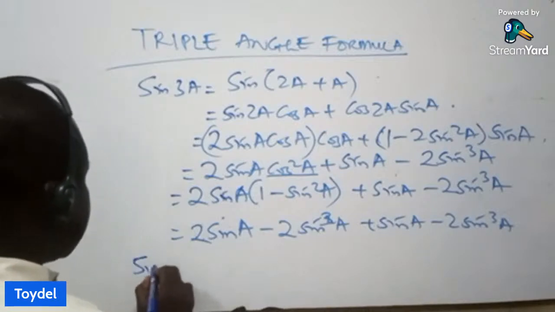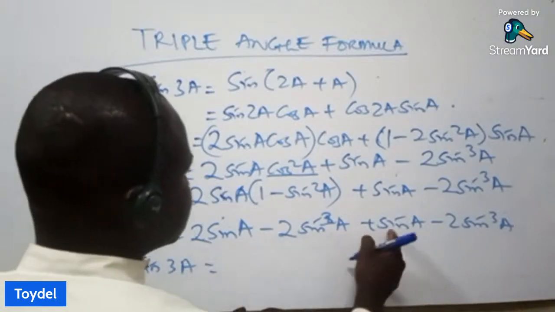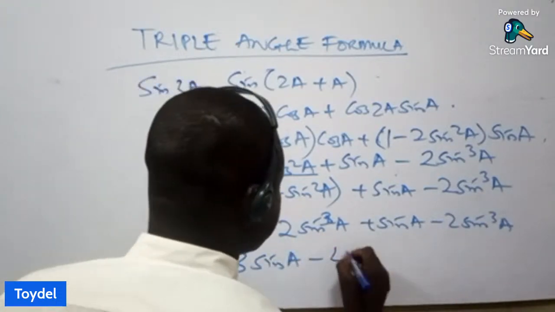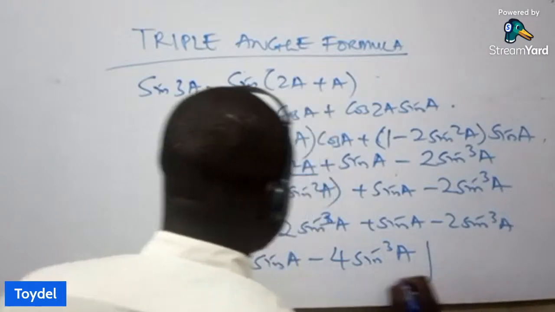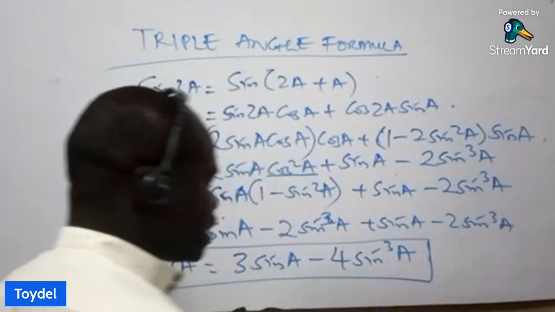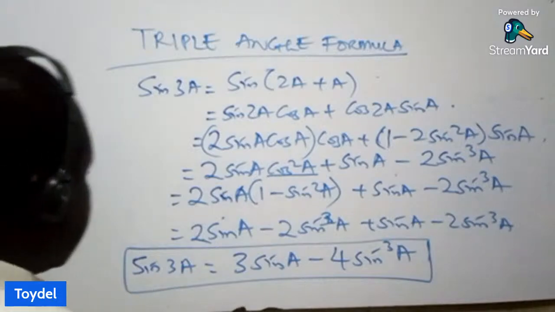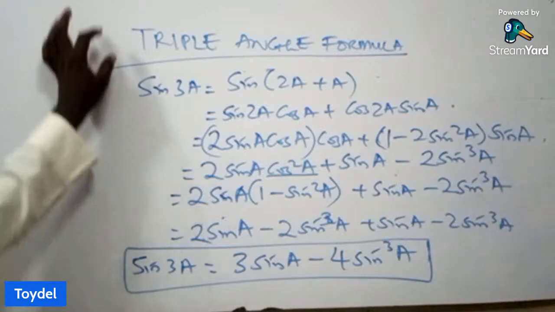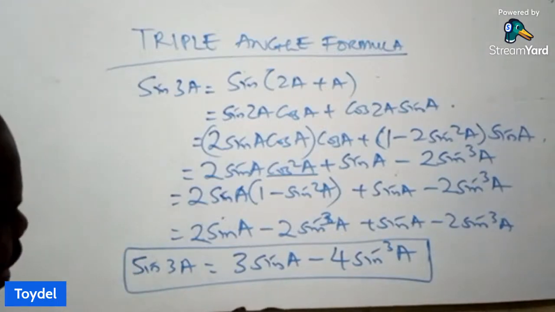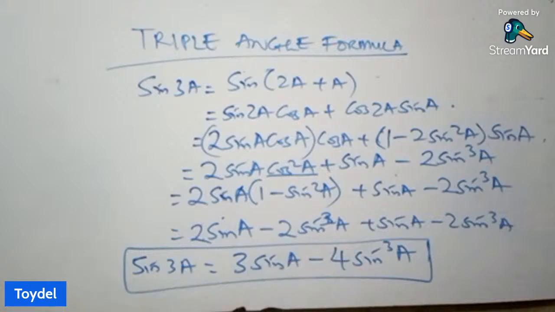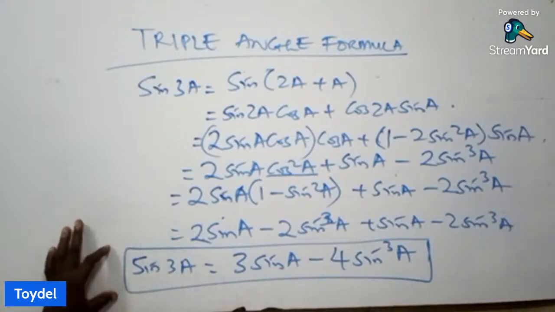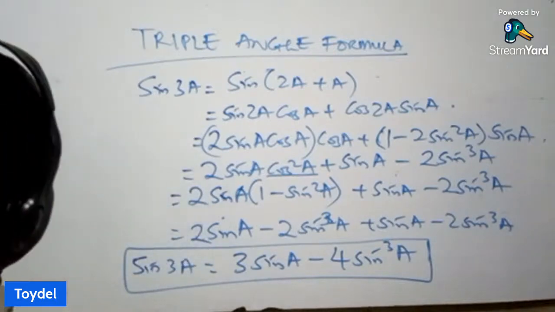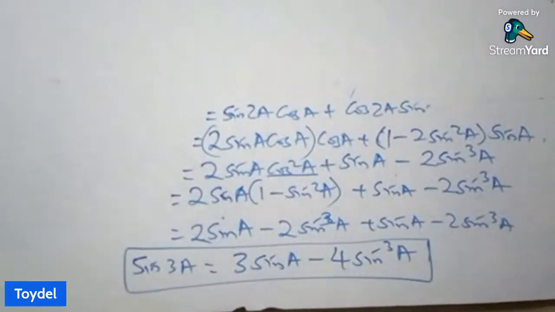Then finally, sine 3A is given as 2 sine A plus sine A, that will be 3 sine A, minus 2 minus 2, that's minus 4 sine cube A. So this is the expression for sine 3A in terms of sine. So if you are given the triple angle sine 3A, the expression will be 3 sine A minus 4 sine cube A. So irrespective of what you are given, once you know this formula, you should be able to apply it to any given problem. So that is that about sine 3A.